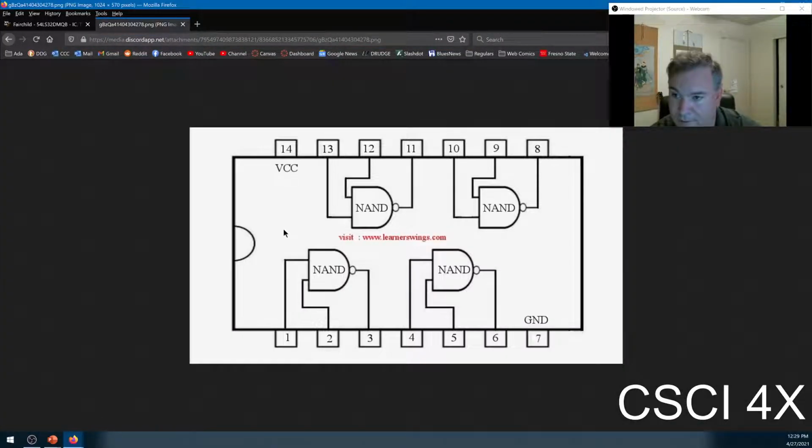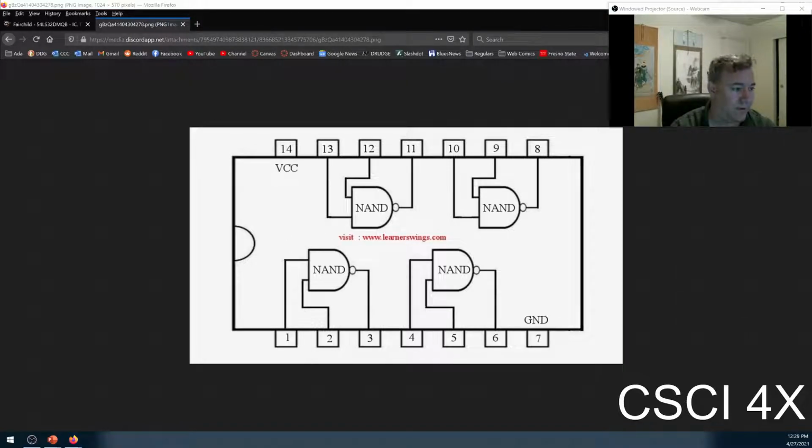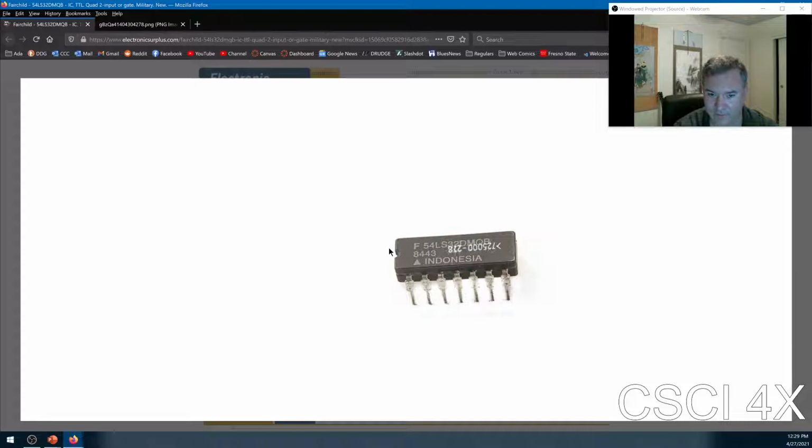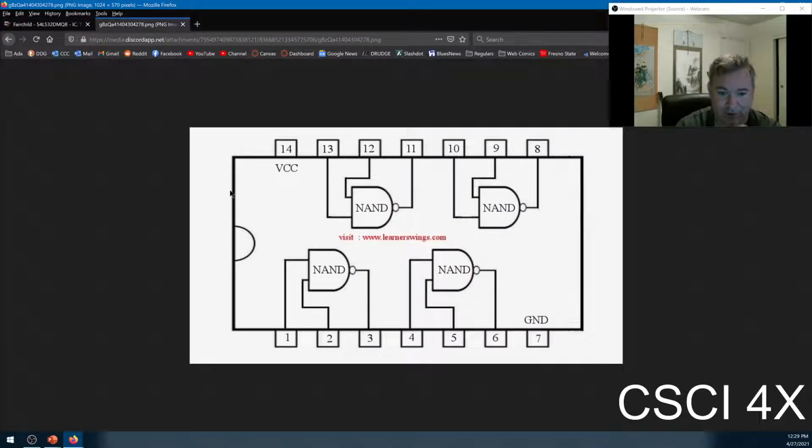Okay, so here we got a pinout diagram for the NAND one that we were looking at before. Do you see this little divot here? When you look at a DIP chip like this, there's a little divot, that little semicircle cutout. That shows you which one's pin 1 and which one's pin 14, because otherwise you don't know. So the little divot shows you which way's up, so to speak, which way's north.